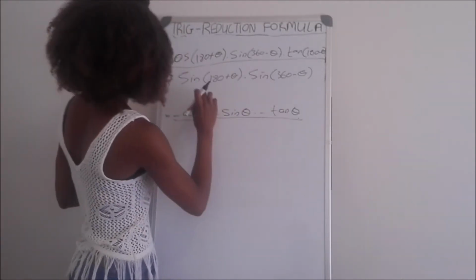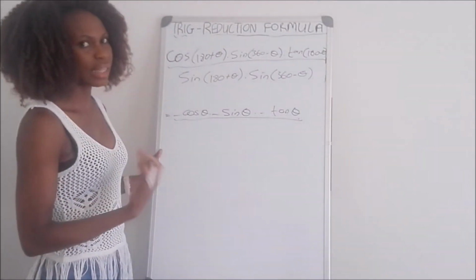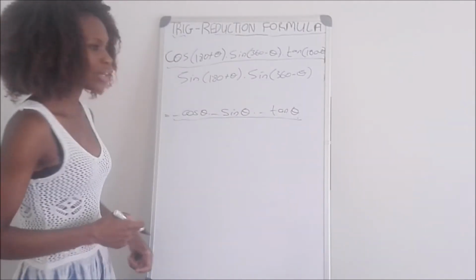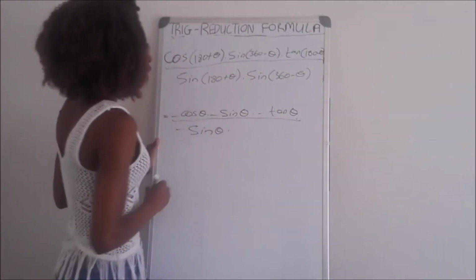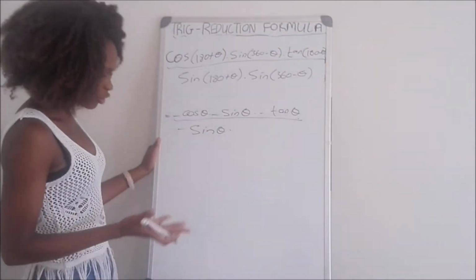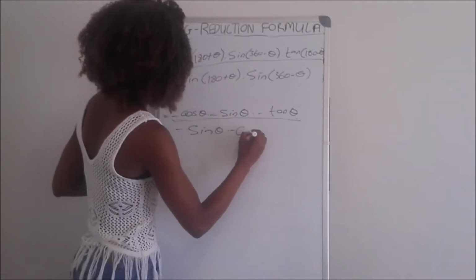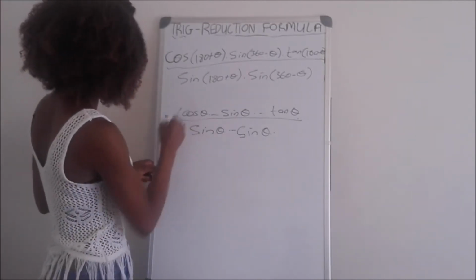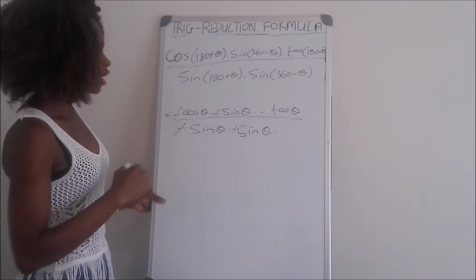Divided by, when it comes to sine, 180 plus theta is in the third quadrant, of which in the third quadrant only tan is positive. That means that at that quadrant sine is negative. Then we have negative sine theta. 360 minus theta is in the fourth quadrant, of which only cos is positive at that quadrant. Now we have negative sine theta. The negatives will cancel out, and we'll only be left with one negative, which is for tan.